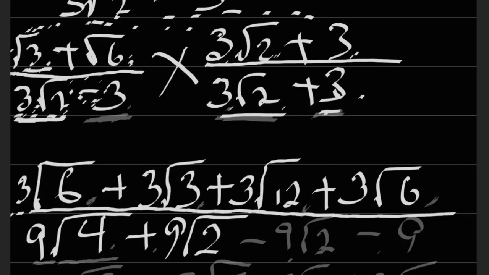Let's go to the second number. Minus 3 times 3 root 2. That will be minus 3 times 3 is 9 root 2. And then minus 3 times 3, it will be minus 9.